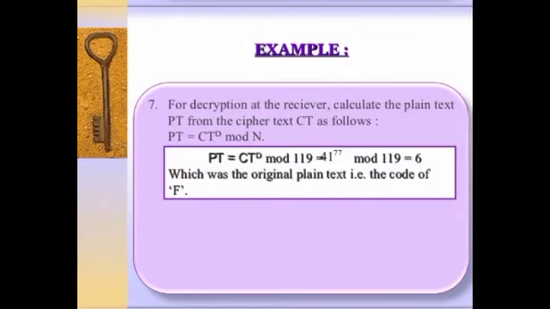The last step is decryption at the server. Calculate the plain text PT from the ciphertext CT as follows. PT is equal to CT raised to the power of D mod n. So PT is equal to CT raised to the power of D mod 119, which is 41 raised to the power of 77 mod 119, equal to 6, which was the original plain text, the code of F. So that's the three different theorems in number theory.